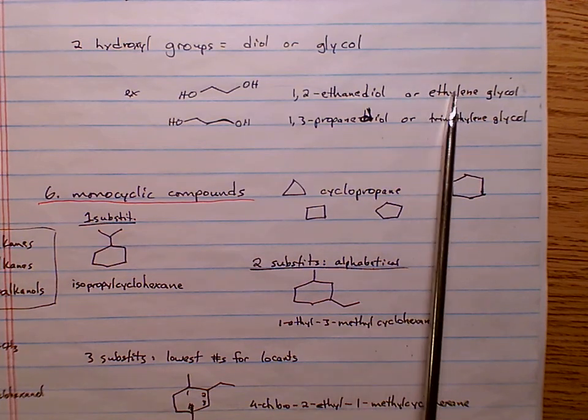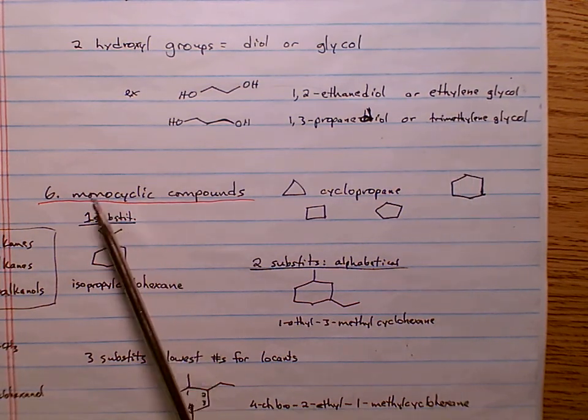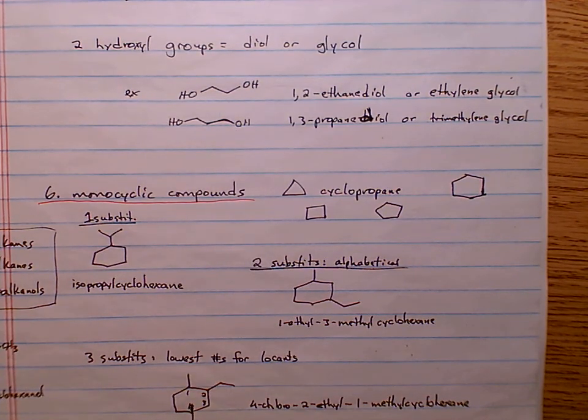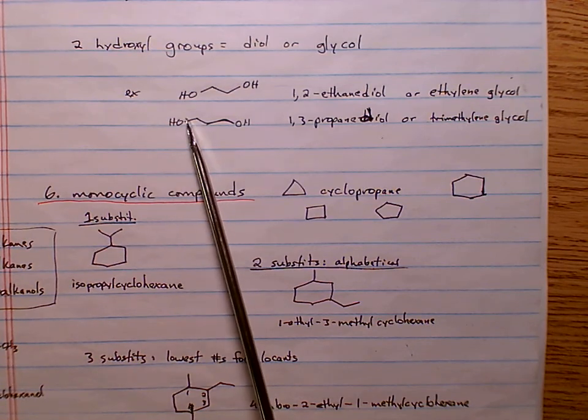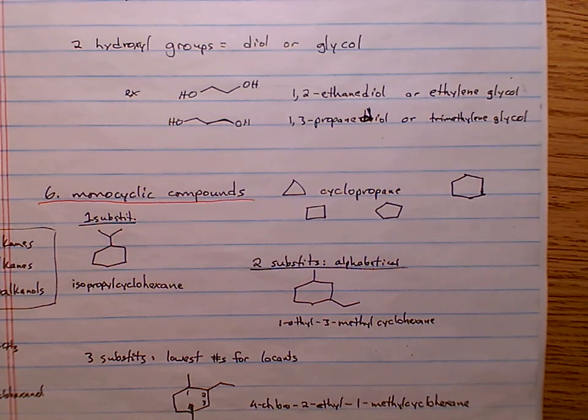And we're going to find out these are unfortunate names because in a couple of minutes we're going to be naming alkenes, and alkenes end in ene. So the fact that this is ethylene glycol, but there's no double bond, is confusing. All right, so here would be 1,3 propane triol or trimethylene glycol. Also note that if you have three OHs on your parent chain, that would be a triol, or in the common name, that would be a glycerol.